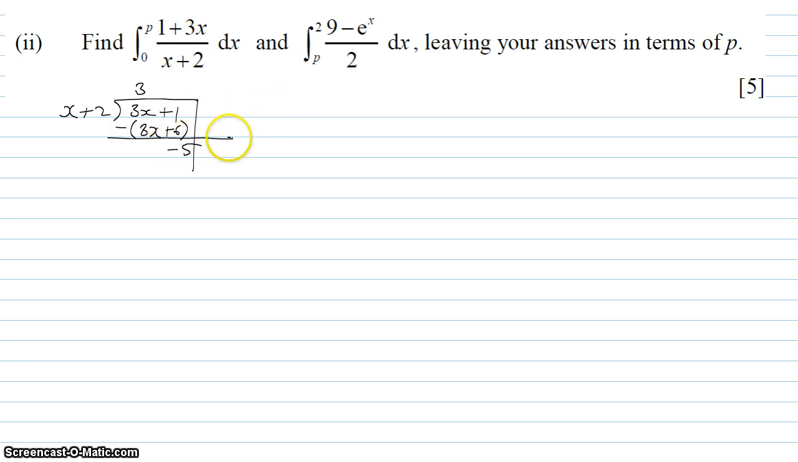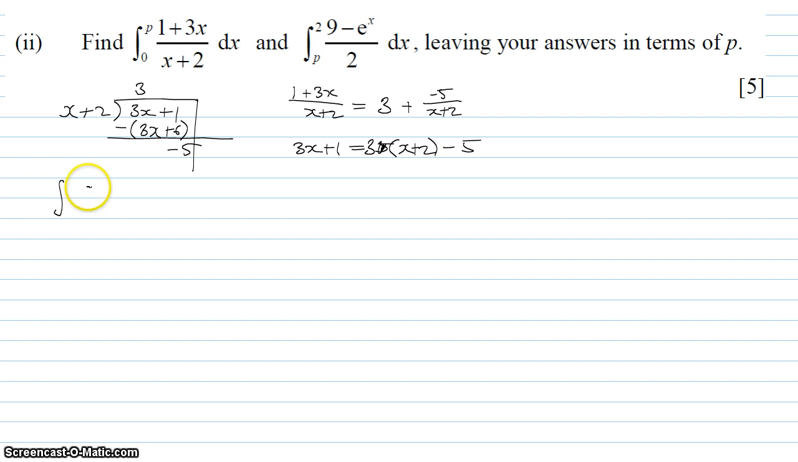That means that 1 plus 3x over x plus 2 is equal to 3 minus 5 over x plus 2. Negative 5 is my remainder, so I could say plus negative 5 as well. Another way of thinking about it is that 3x plus 1 is equal to 3 times x plus 2 minus 5. So either way you want to think about it, it's fine, because it helps us with our integration.